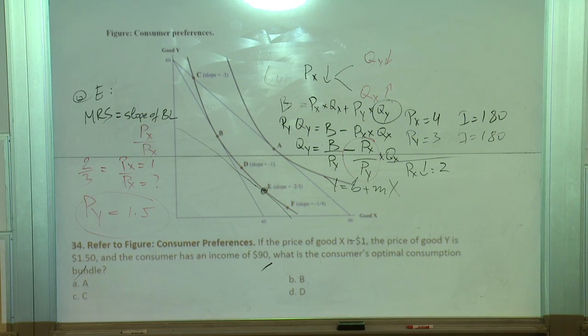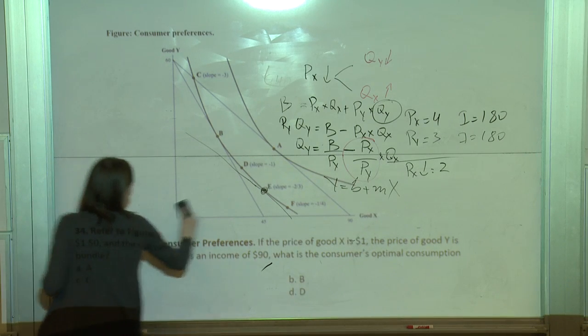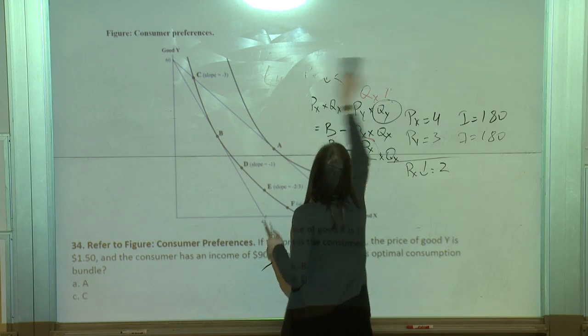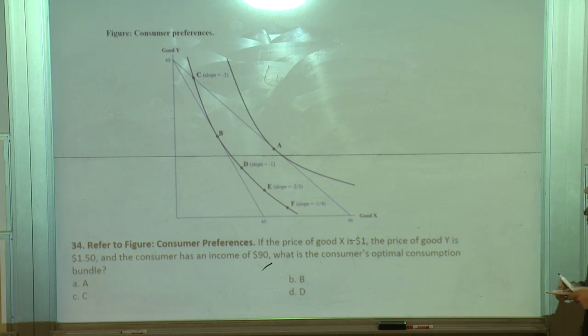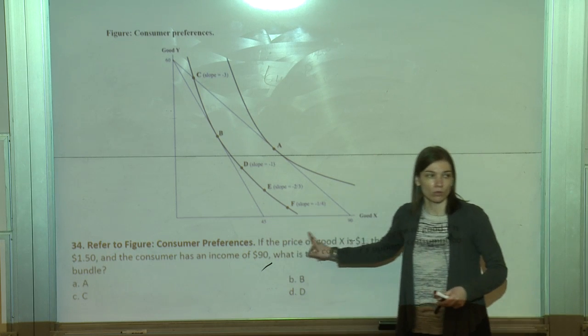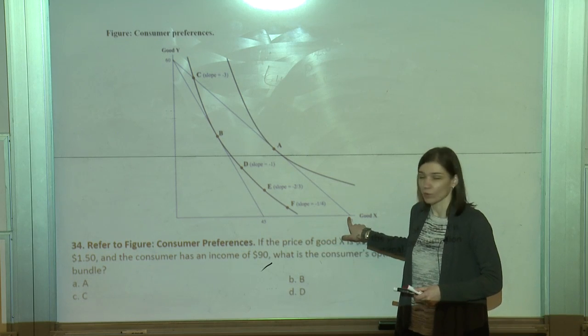Okay, same problem. So if the price of x is 1, the price of y is 1.5, consumer has an income of 90. All right? What is the optimal consumption bundle? That's relatively straightforward. So if the income is 90, which budget line are we at? Okay, so we have 90 bucks. Good x costs 1. How many can we buy if we spend our money on x? 90. So we're at this point, right?